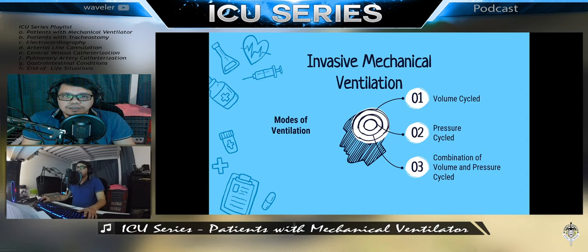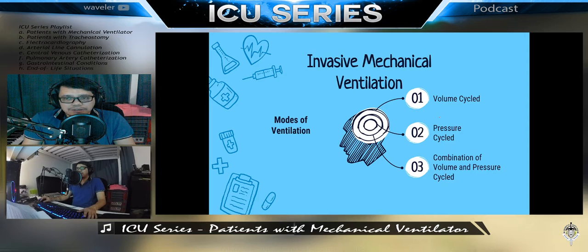Okay, now let's proceed to invasive mechanical ventilation. As I've said earlier, the only thing that sets apart non-invasive from invasive is the use of an artificial airway, like an endotracheal tube. In the modes of ventilation for invasive, we must keep in mind that there are actually only two modes: volume cycled and pressure cycled.